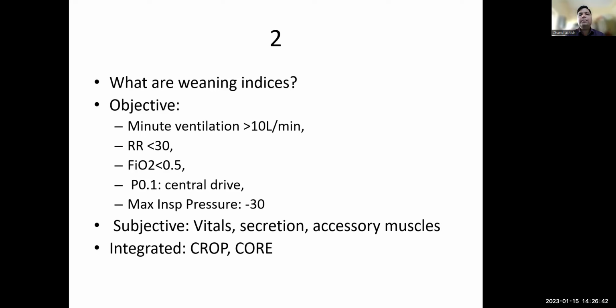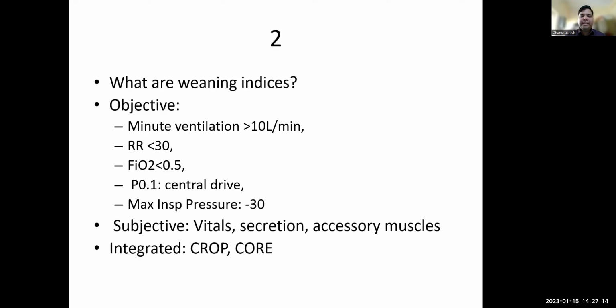Subjective indices means when you start somebody on a weaning mode, you will find that you need to obviously monitor the vitals. So if somebody's blood pressure or heart rate is fluctuating beyond 25 to 30% from their baseline, then that's an indication that they are not going to tolerate the weaning. So if somebody becomes very hypertensive, very tachycardic, or the opposite, hypotensive, bradycardic, they're not going to tolerate weaning.